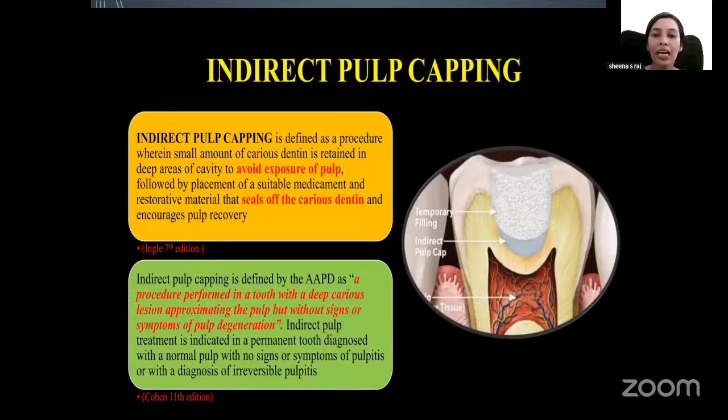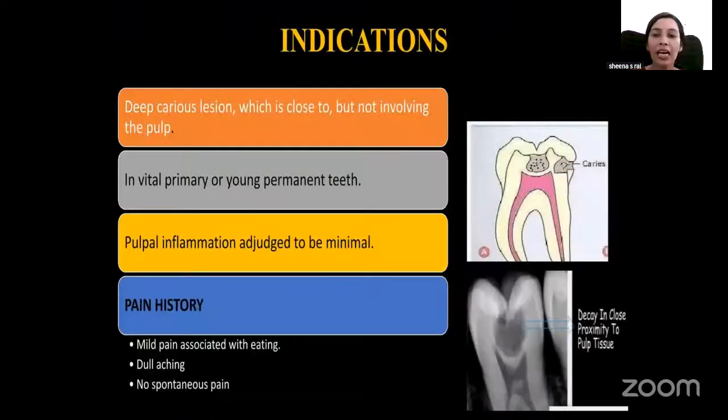And once we reach a dentine which is very much on the surface of the pulp, not exposing the pulp, on the surface of that we will place a medicament that helps in the recovery of the pulp. So this is indirect pulp capping. Here you need to keep in mind, the pulp is not exposed. A small amount of dentine is left on the surface of the pulp. Very important: this is a lesion which is close to but not involving the pulp. That is a very important point that you need to keep in mind. It is not involving the pulp.